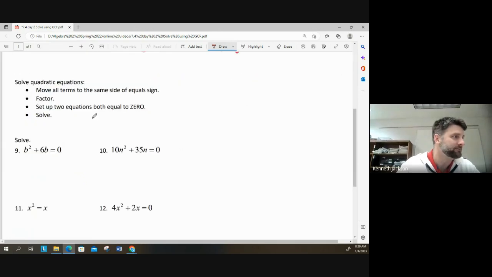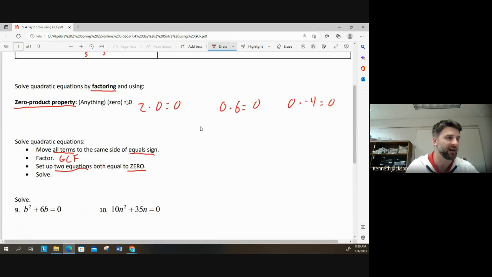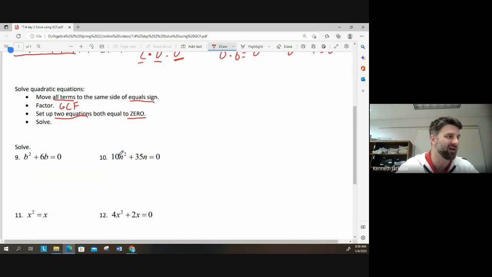So the steps to solve. First thing we need to do, it says move all of the terms on the same side of the equal sign. So for example, on number 9, b squared plus 6b on the same side. Next, we need to factor. Factor right now is this thing called the GCF, greatest common factor. And once we factor out the GCF, we need to set up two equations, both of them equal to 0. And a quick look ahead here, set up two equations equal to 0, two things equal to 0, and then we can solve.